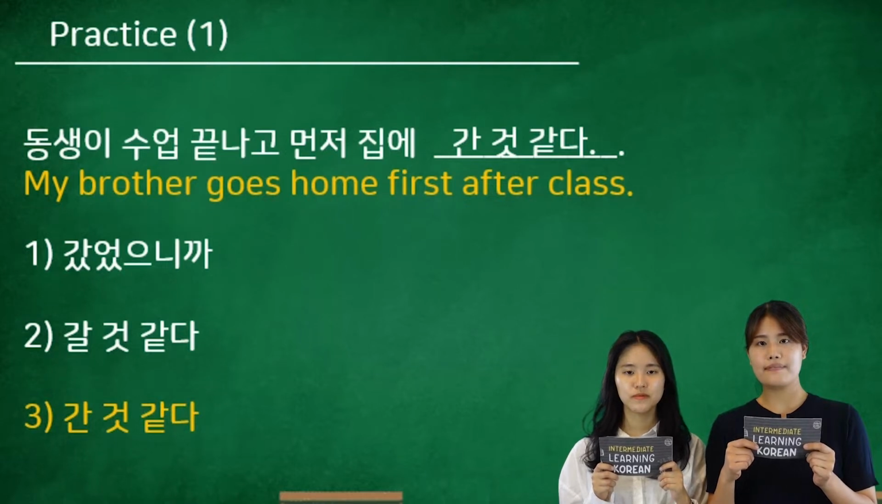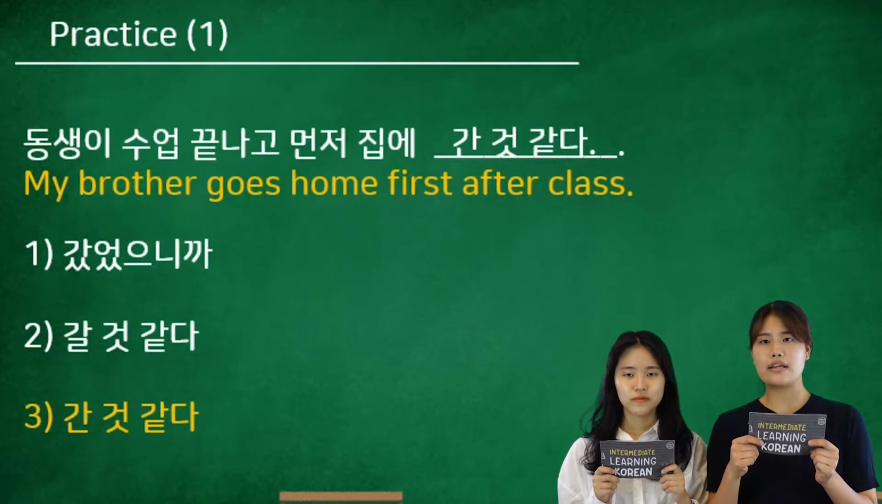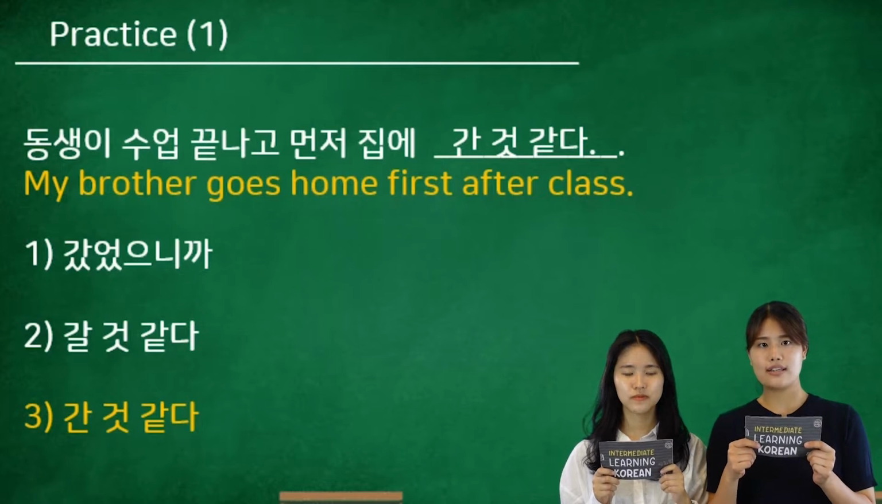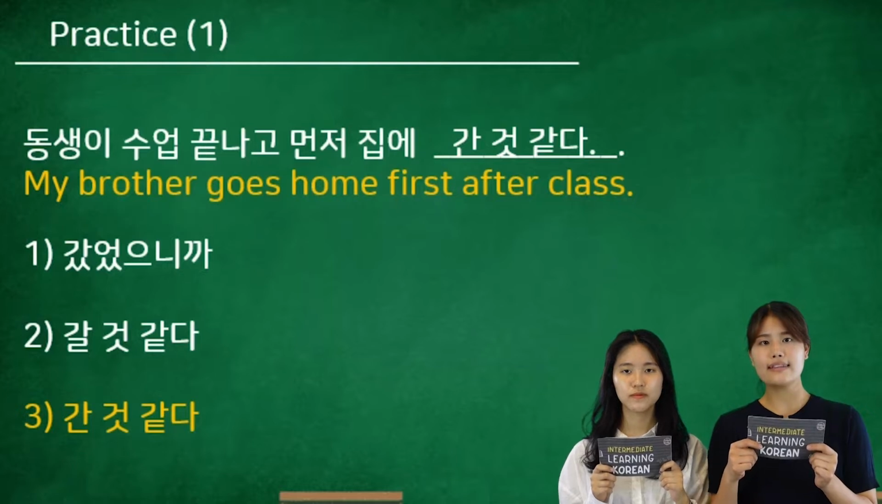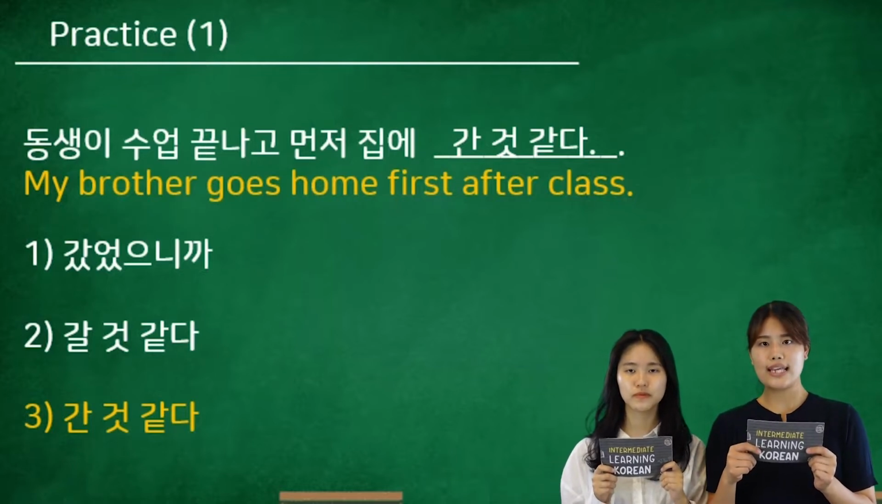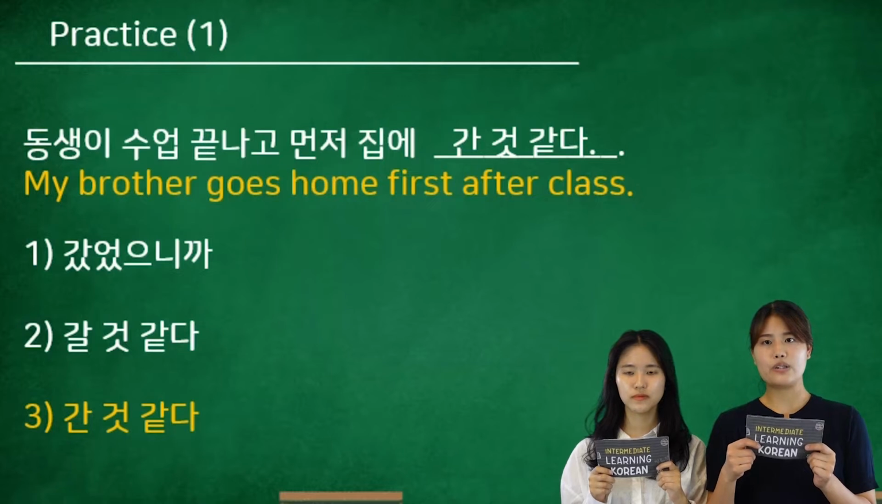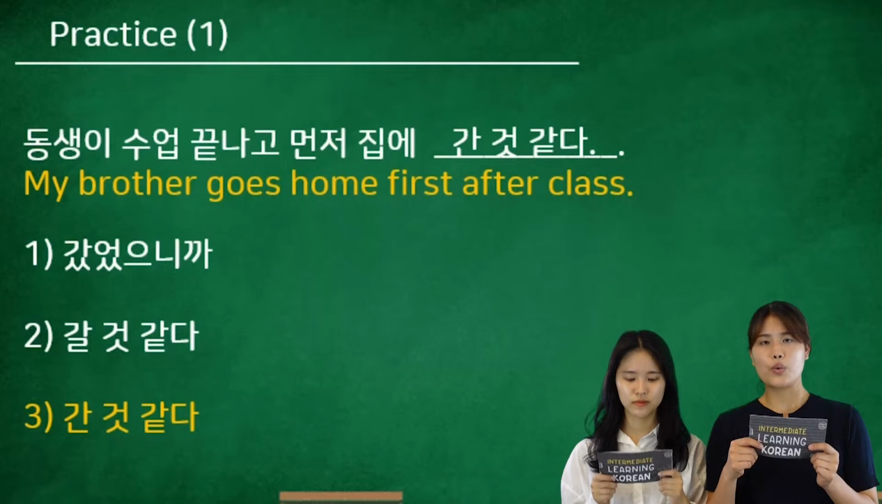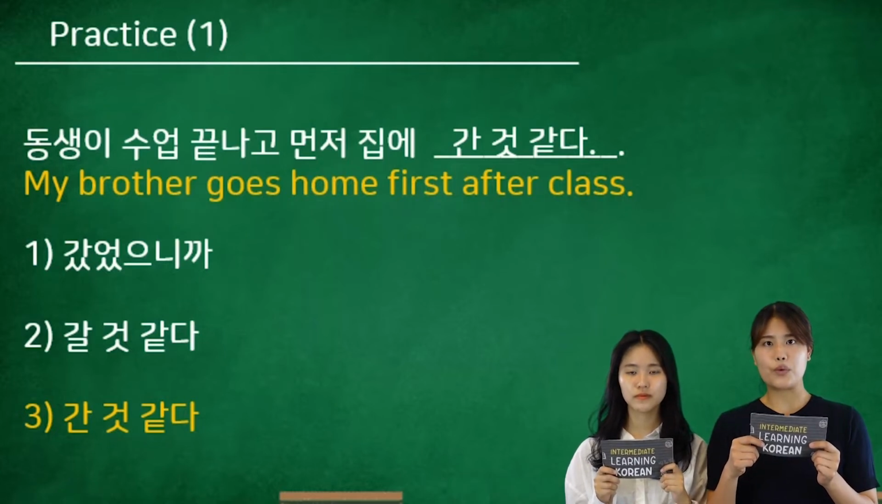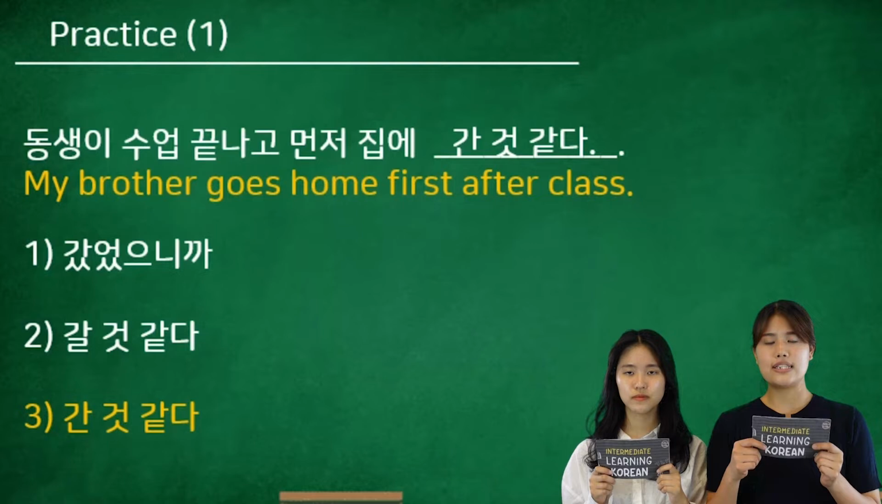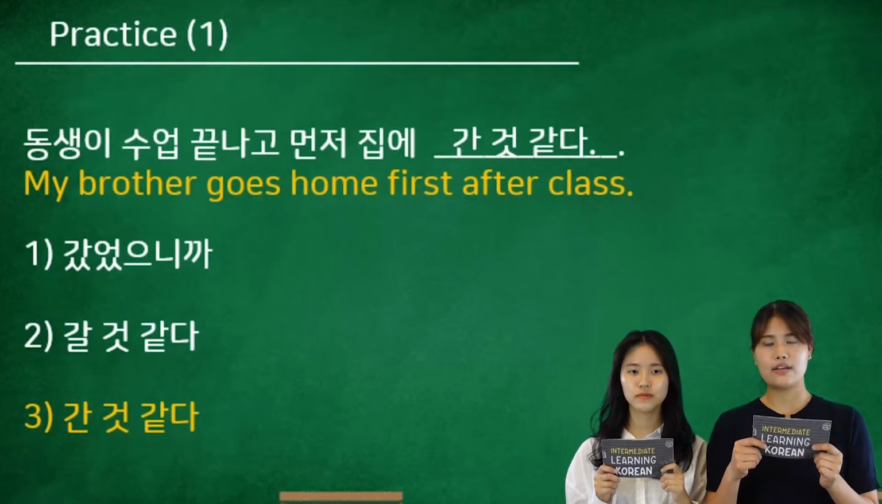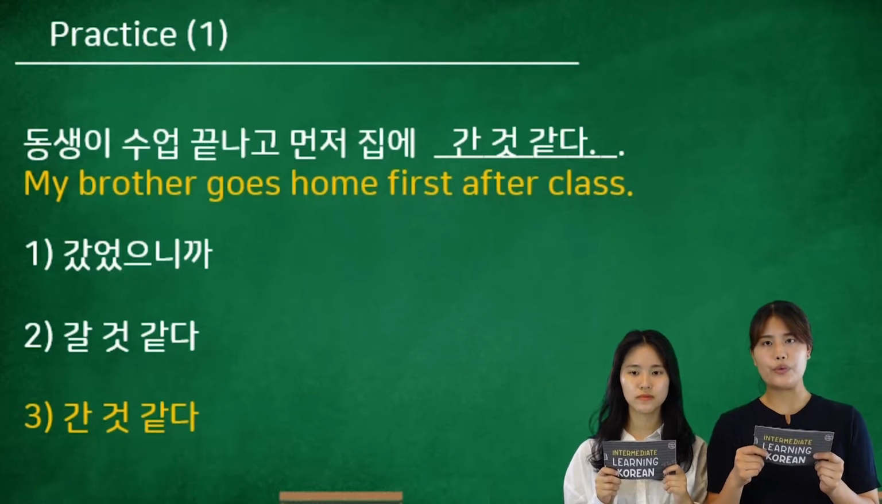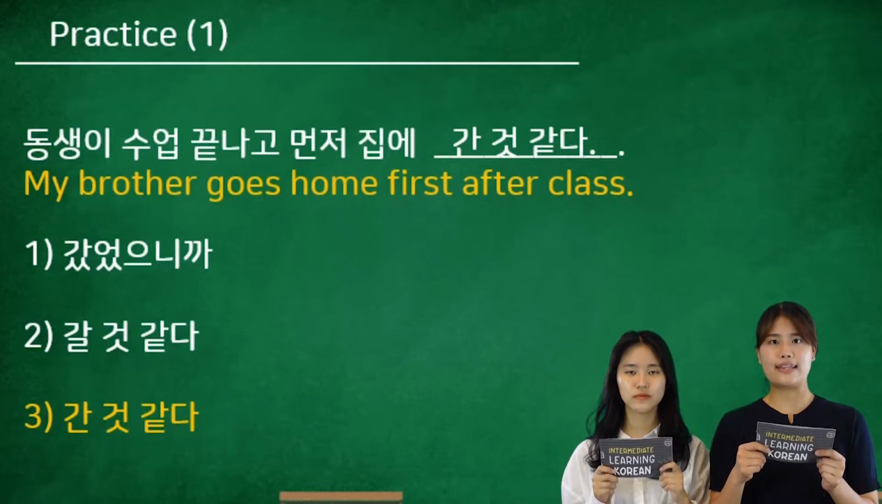If you remove 다 from the verb 가다, there is no final consonant, right? So we can use 니은 것 같다. Then it becomes 동생이 수업 끝나고 먼저 집에 간 것 같다. Let's say together. 동생이 수업 끝나고 먼저 집에 간 것 같다. One more time.